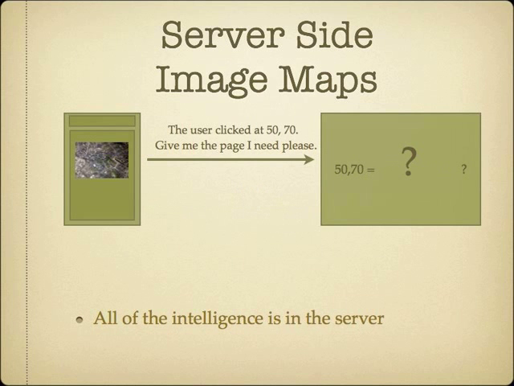Now with the server-side image map, the client or the browser doesn't have to do any thinking at all. It just says, someone clicked here, tell me what to do with that. And all of the intelligence is in the server. So the server figures out what to do with that information, what page that equates to, and then sends the page.